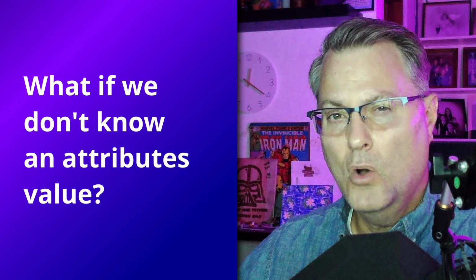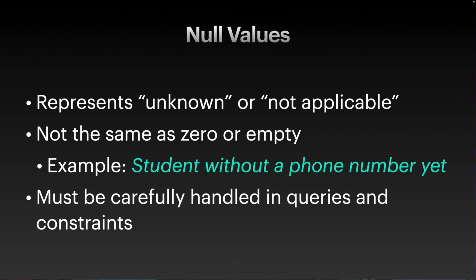What if we don't know an attribute's value, though? That's where null values come in. Null doesn't mean zero or empty. It simply means unknown or not applicable. For example, if we don't have a student's phone number yet, that field might be null.